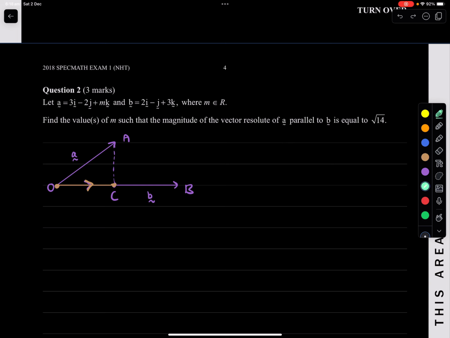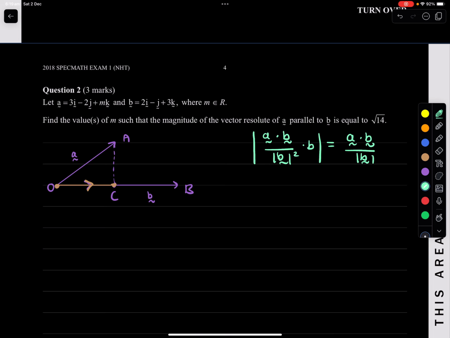What they've done, in other words, this is what we're saying. We know the vector resolute is A dot B over B squared, times B, and the magnitude of that is actually just equal to the scalar resolute.